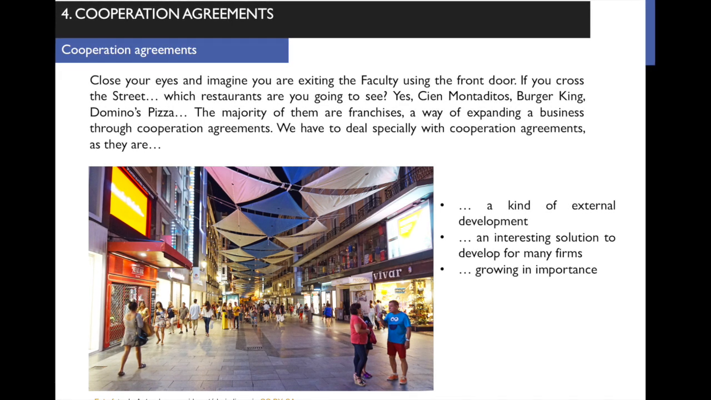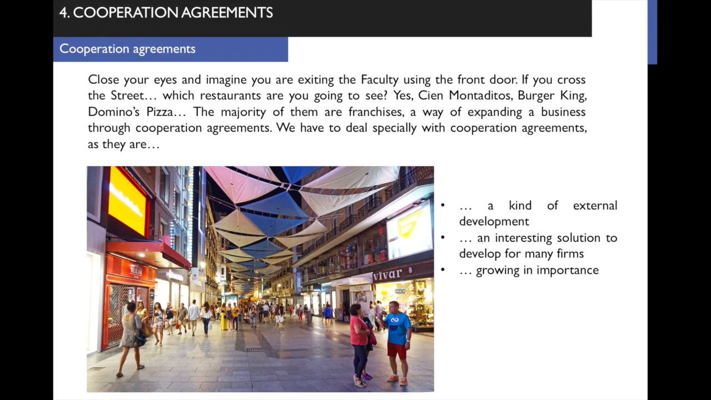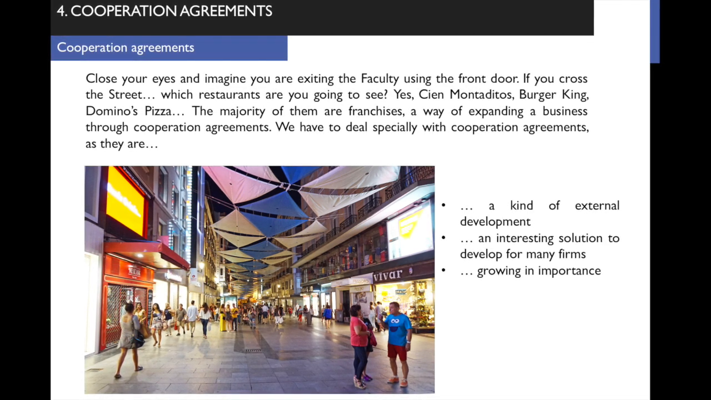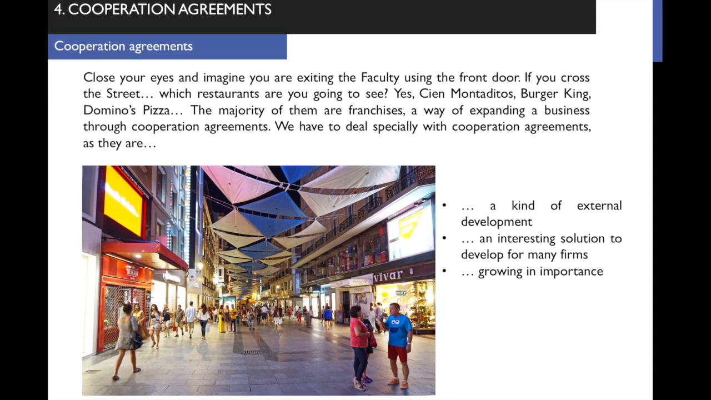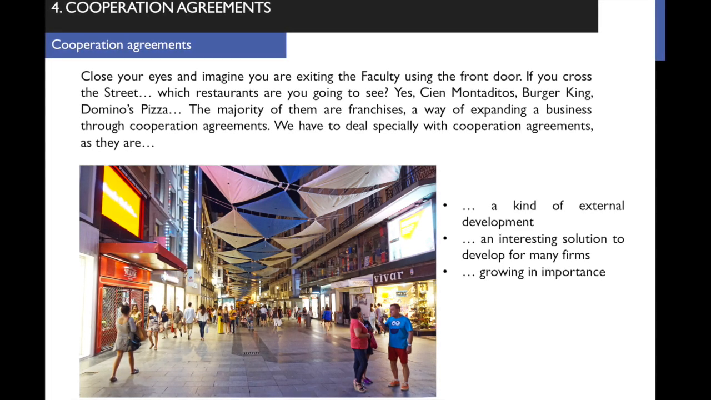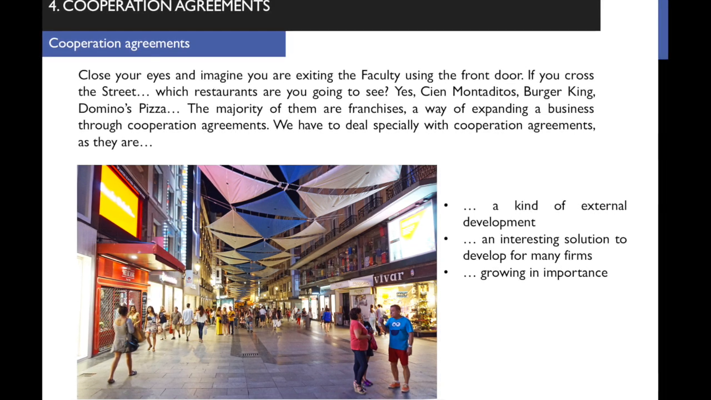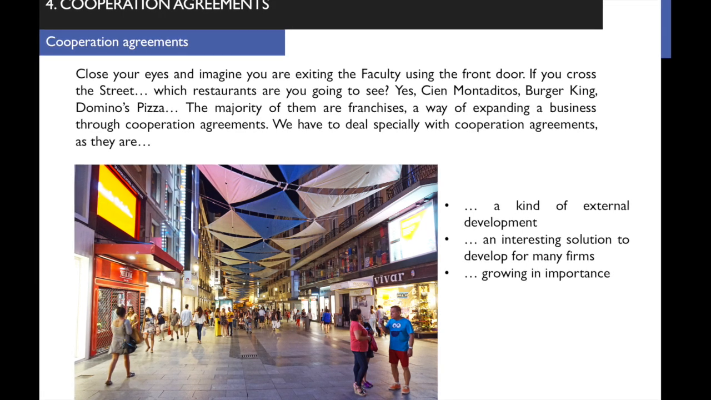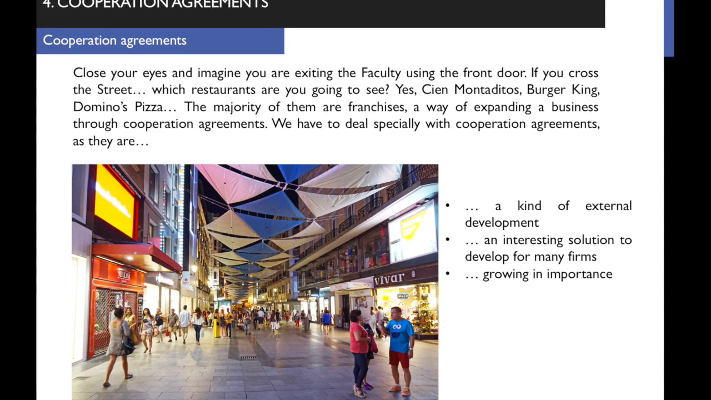When you cross the street, you cross Avenida de Daroca, and which restaurants are you going to see? Well, you will find the Cien Montaditos, you will also find a Burger King, a Domino's Pizza, okay? Well, the majority of them, if not all, are franchises. Franchises are a really useful kind of cooperation agreement in order to expand a business without using much money from the franchisor, okay? So we are going to study this special kind of external development, which are cooperation agreements.